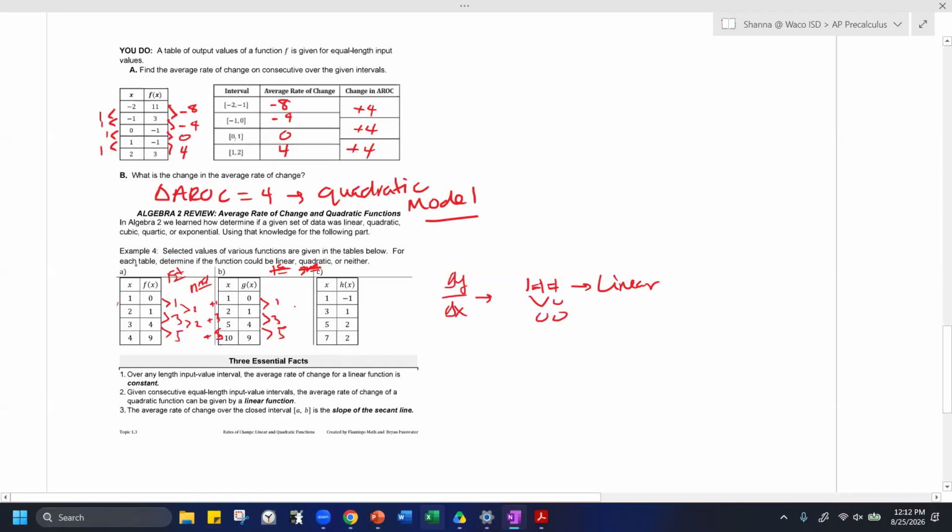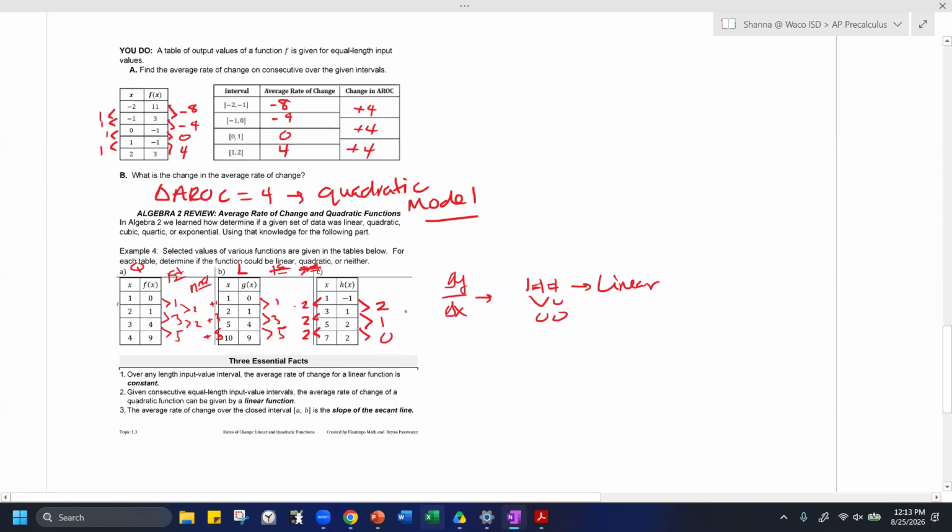So we had a quadratic, we had a linear, and then this one, again, not equal distance. Well, they are equal distance. We have 2, 2, 2, okay? So they're equal distance. So at this point, you can choose, do I want to do average rate of change or do I want to do the difference method? So let's look. 1 minus -1 is going to give me 2. And then we have 2 minus 1 gives me 1. 2 minus 2 gives me 0.